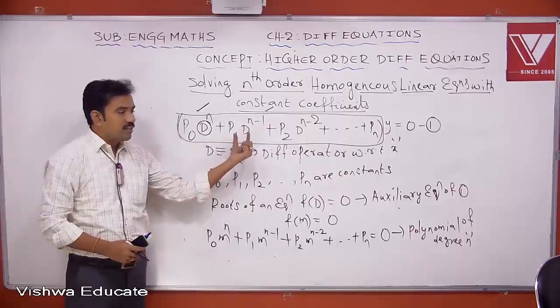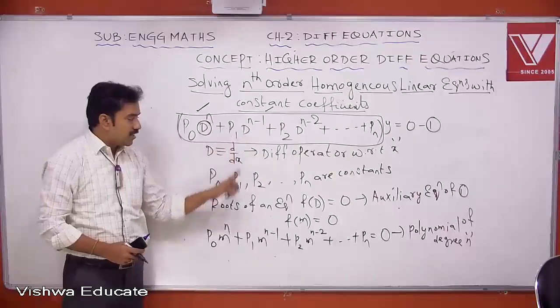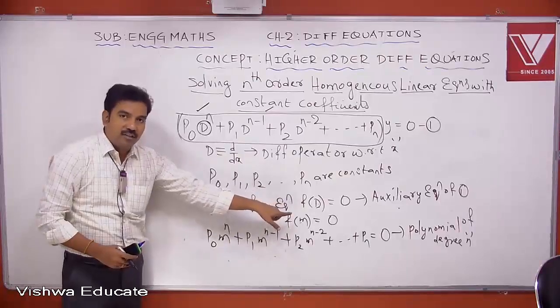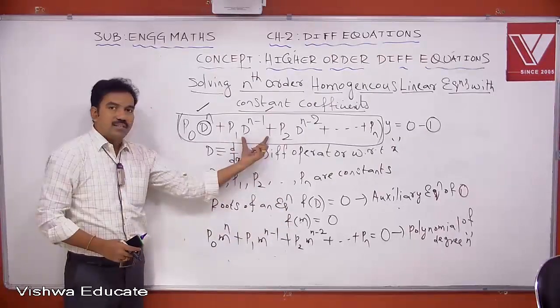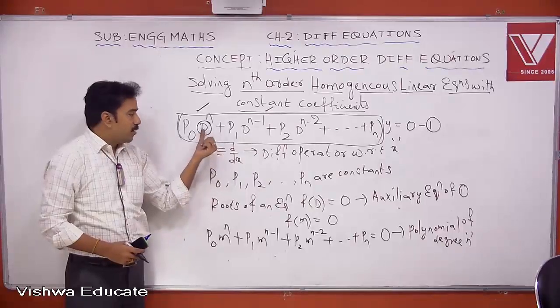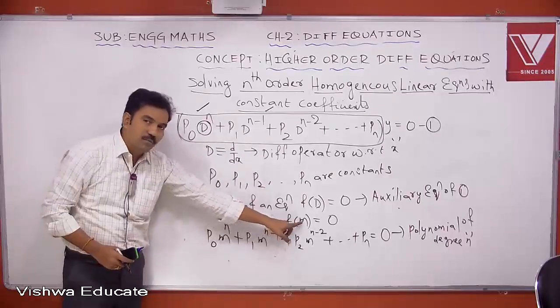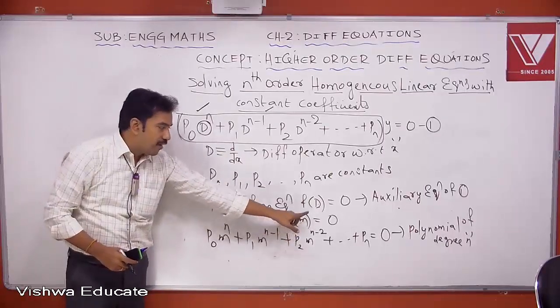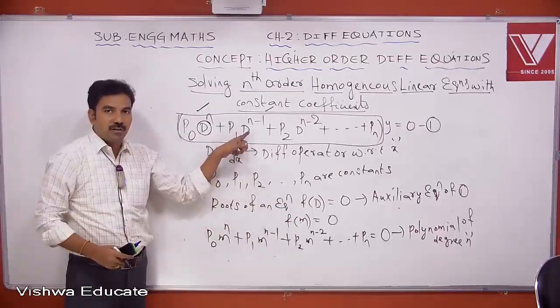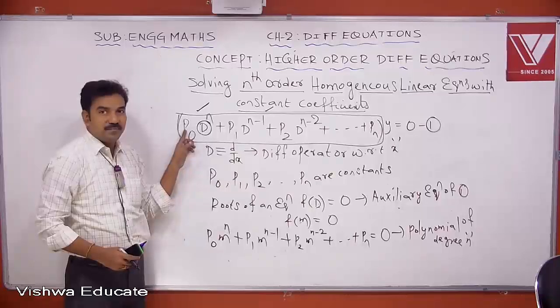So when you are working with this equation, its auxiliary equation is defined as f of m equal to 0. But what is f of m? This I call f of D, and this D is nothing but d by dx. So in place of capital D, take some new variable m. F of m equal to 0, and that is called an auxiliary equation of equation 1.